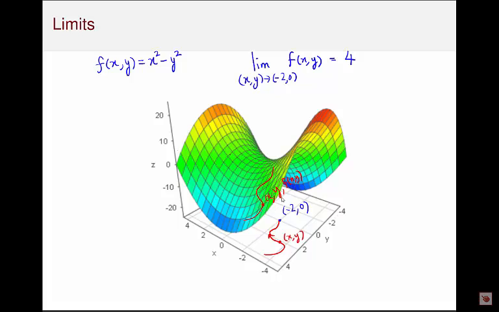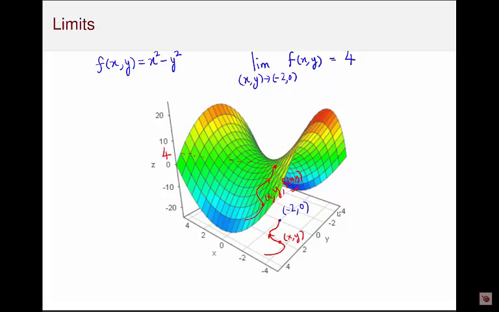Now what happens is that as (x, y) gets closer and closer to (-2, 0), the z coordinate of this point on the surface will get closer and closer to 4. In this case, this path on the surface vertically above the path we have in the domain will get closer and closer to a particular point above (-2, 0), where the z coordinate is given by 4.